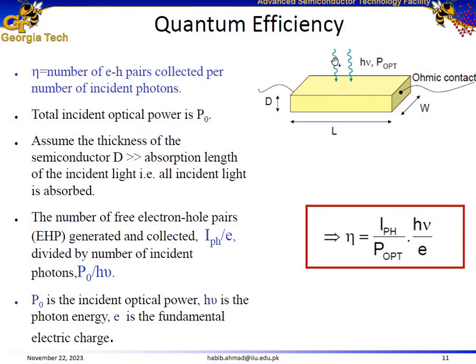And if the absorption coefficient is low, then it has higher absorption depth, and this light would travel to a deeper distance inside this photodetector. So generally, short wavelength light travels to a shallower depth inside this photodetector, and longer wavelength light would travel deeper into this photodetector block.